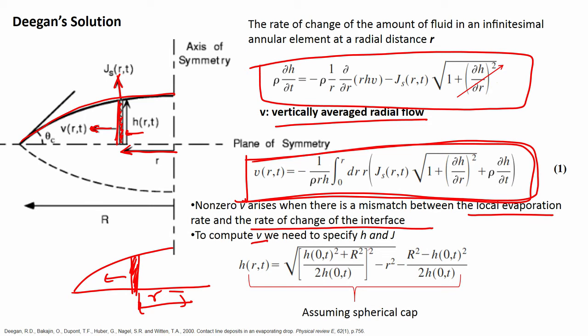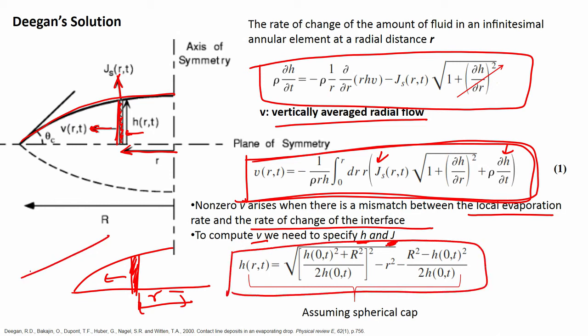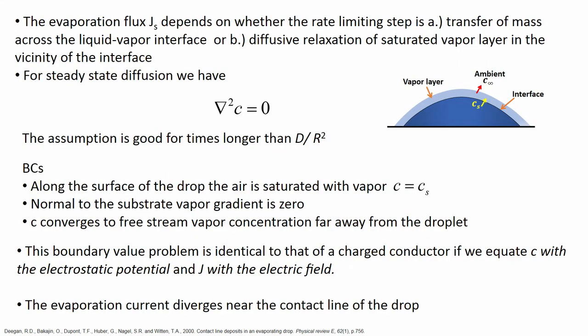To compute V we need to specify H and J, the two parameters which are basically unknown. H is easy to calculate, because assuming that the droplet is a spherical cap, you can calculate H in this following manner. Once again, we are not going through the math, you can work it out in your spare time. This gives you H. The evaporation flux Js depends on whether the rate limiting step is transfer of mass or the diffusive relaxation of the saturated vapor in the vicinity of the interface.